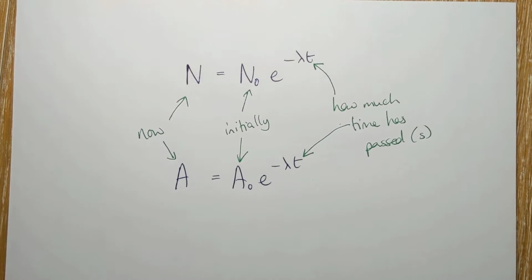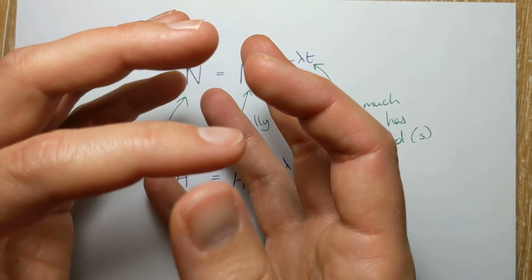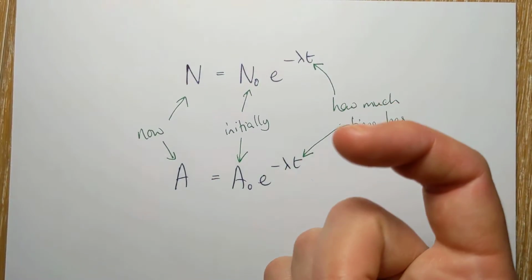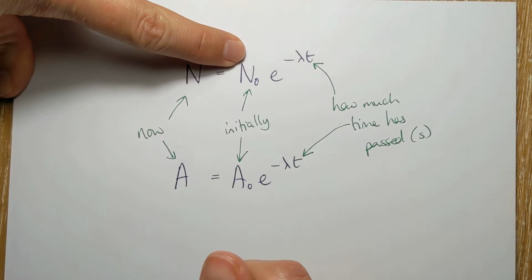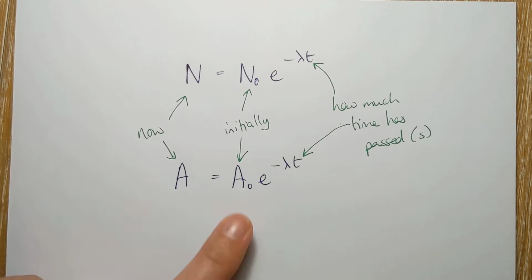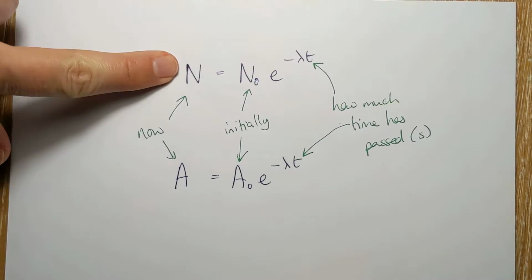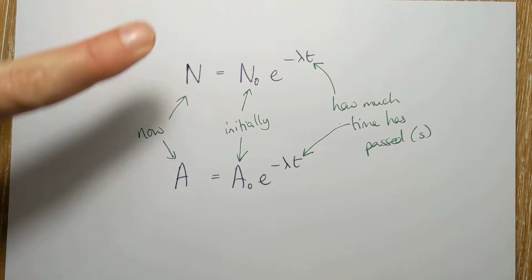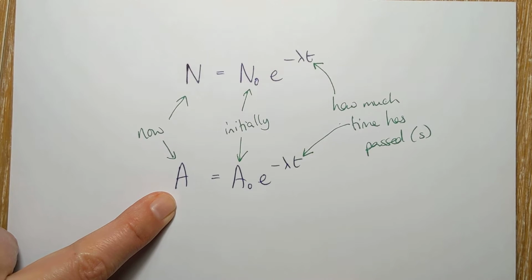Here are the two exponential decay equations again, and we're going to imagine that we've got a sample of radioactive material and a stopwatch. At the instant we start the stopwatch, this is how many unstable nuclei we have in our sample, and this is the activity of the sample, the number of decays that are happening per second. After this much time has passed, this is how many unstable nuclei we have left, and this is their activity, the number of decays per second that's happening now.